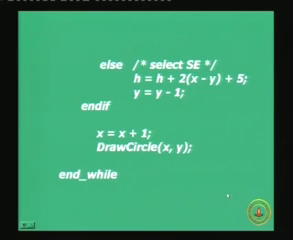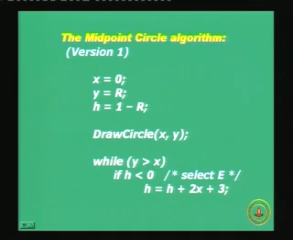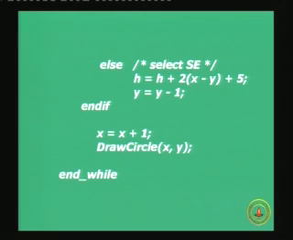Okay, we know that. Else, that means in the previous case h was negative, so it is either equal to 0 or positive now, and in this case select southeast. We all know that when we are selecting southeast, the increment in the value of h will be 2 into x minus y, or 2x minus 2y plus 5, and in this case, since you are selecting southeast, you decrement y by 1. The if condition ends here, based on the value of h, you have selected east or southeast, and then you increment x by 1. You increment x by 1 and draw the circle. Okay. And then you keep doing this. You keep doing this in the while loop.